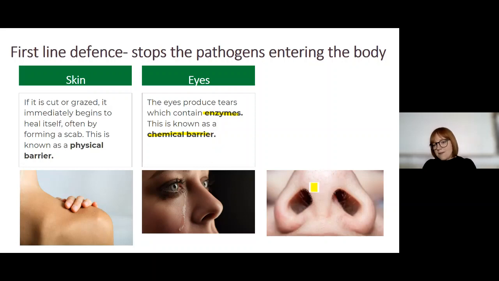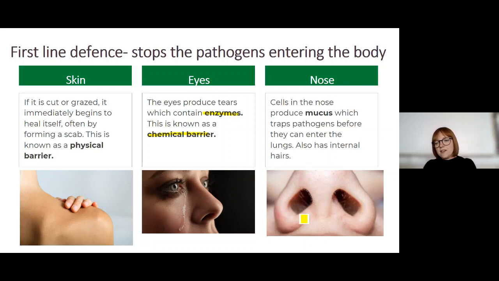Another way that microorganisms get inside the body is through our nose. If we have a look up the nose, we can see that the nose is lined with hairs. So we have hairs inside of the nose, and what they try and do is capture any microorganisms that try and get into our nose. Now, the hairs can only do so much, and instead we actually have cells in our nose that produce mucus.